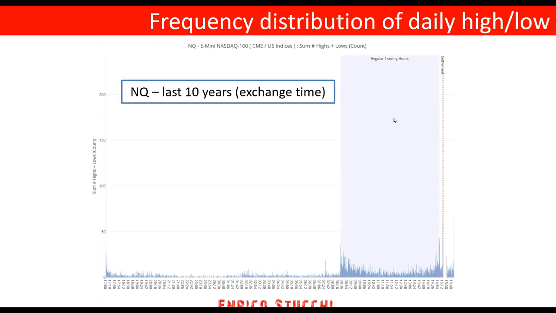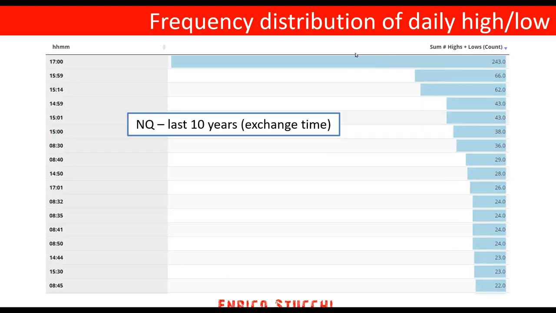This is also more interesting, the frequency distribution of daily high and low. So if you count every single minute for the last 10 years, in which minute you have the high or the low of the day. So the most frequent high and low of the day is at the opening of the session. So 17:00 Chicago time, so central time. Okay, this is the chart, this is the table. 5 p.m. Chicago, you have the maximum probability to have a high or daily low. In my opinion, this is very useful information.